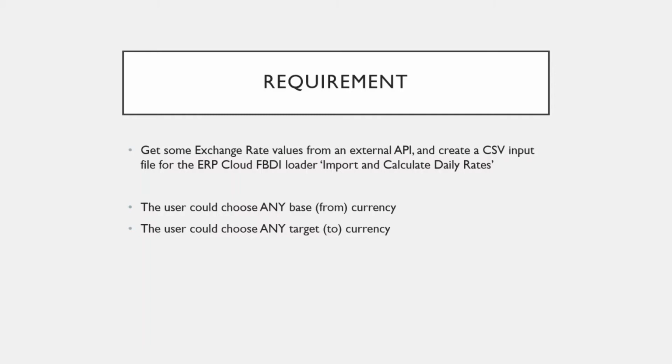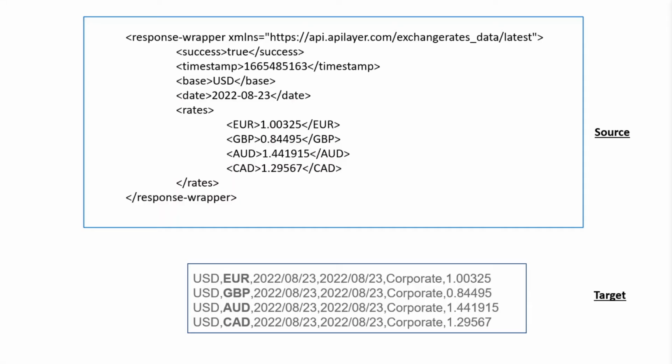Our integration would also be configured to allow the user to choose any base currency and one or more target currencies, so we needed, like always, to avoid hard coding. Let's take a look at the reply XML payload from the exchange rate API. Our mapping issue is around the data under the rates complex element.